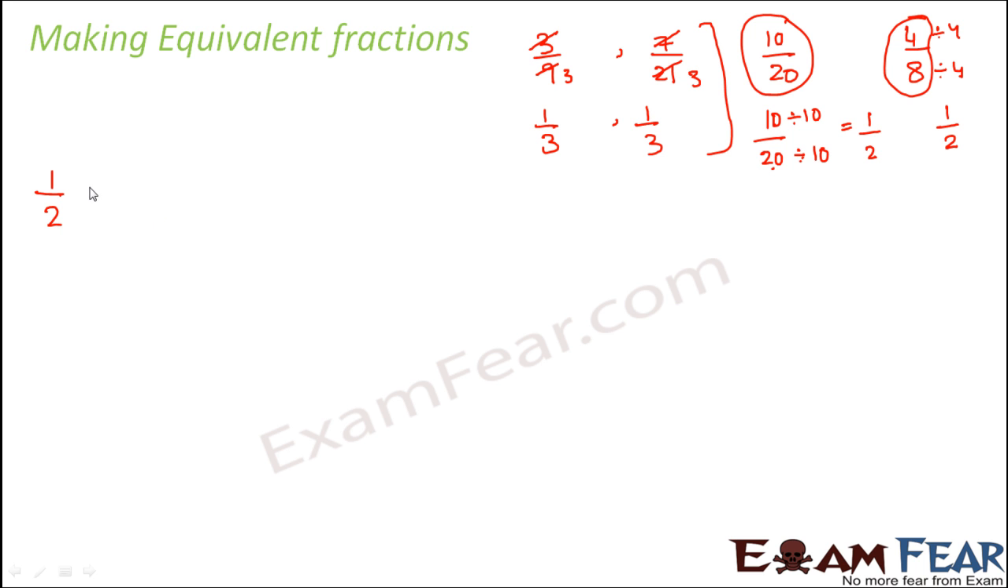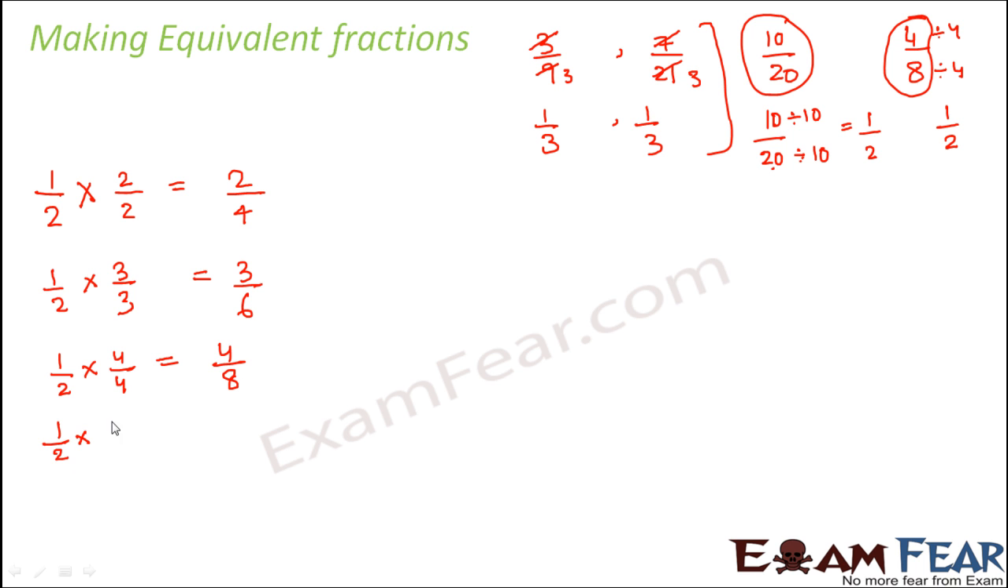In order to make equivalent fractions, we do a very simple thing, that is we multiply the numerator and the denominator by the same whole number. Let's say we multiply the numerator and denominator by 2. So what do we get? 2 by 4. So 2 by 4 is an equivalent fraction of 1 by 2. Now let's say that 1 by 2 is multiplied by 3, both numerator and denominator. So you get 3 by 6. Similarly, 1 by 2 multiplied by 4, you get 4 by 8.